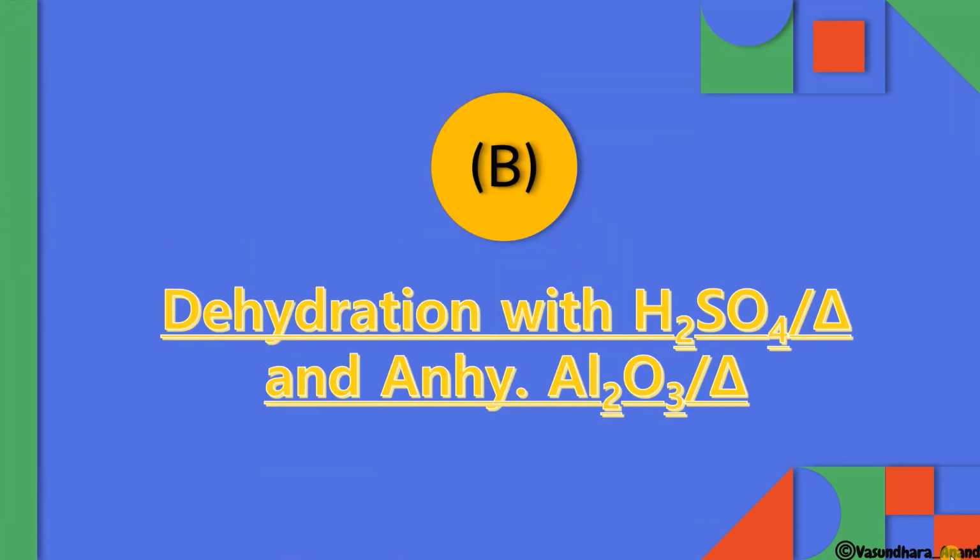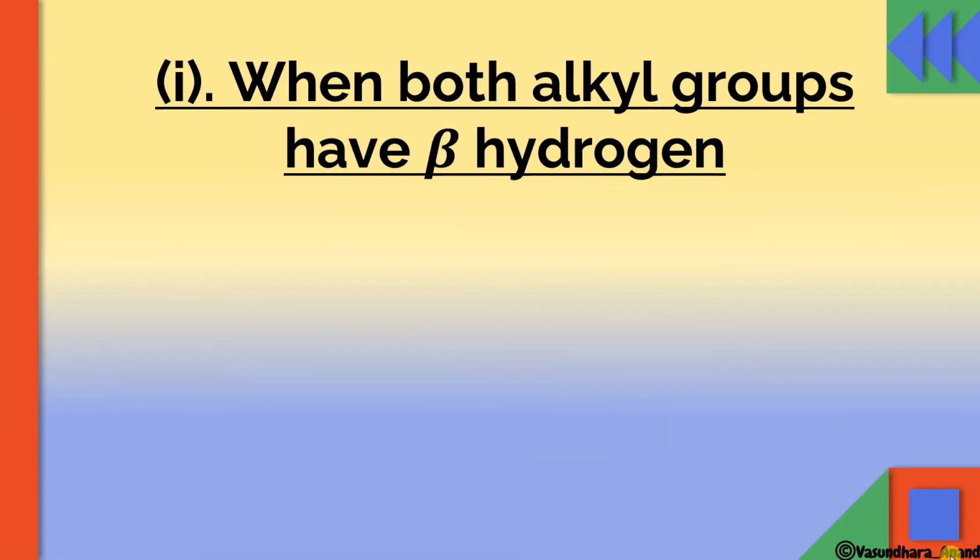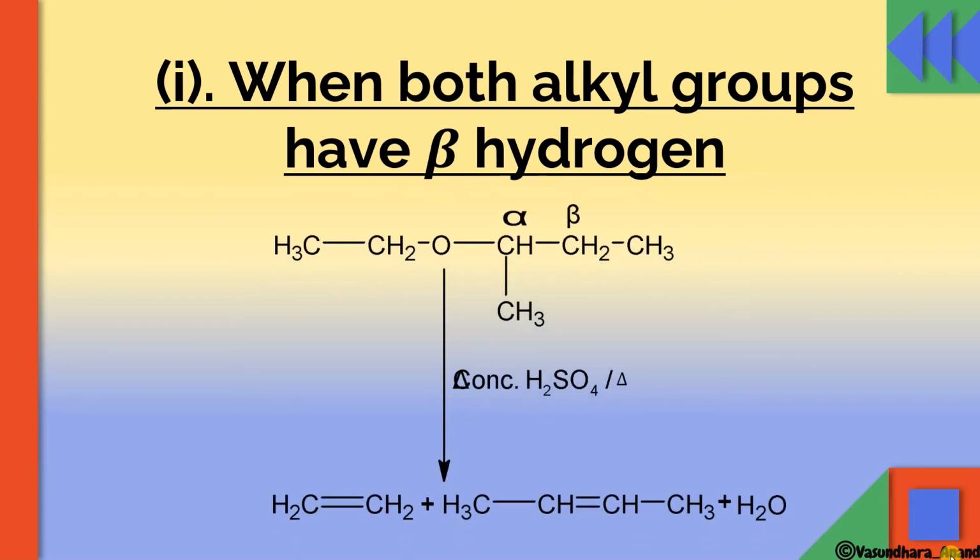Dehydration with H2SO4 and anhydrous Al2O3. Dehydration means it will take out the water molecule from the ether. When both alkyl groups have beta hydrogen, what will be the product? So we can see that this is the ether. It has beta hydrogen on this side and on this side also. In this case, if both alkyl groups have beta hydrogen, what will happen when it reacts with conc H2SO4?